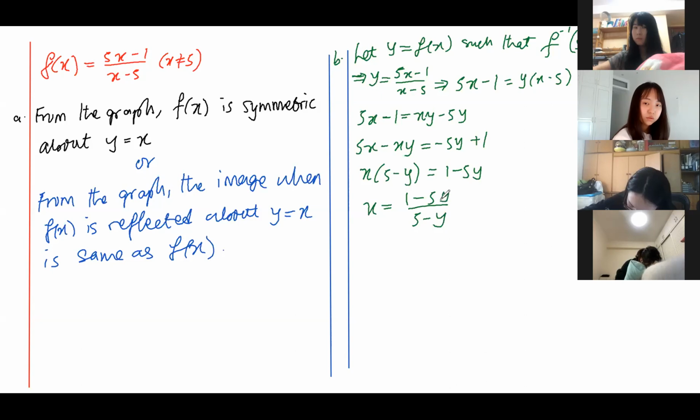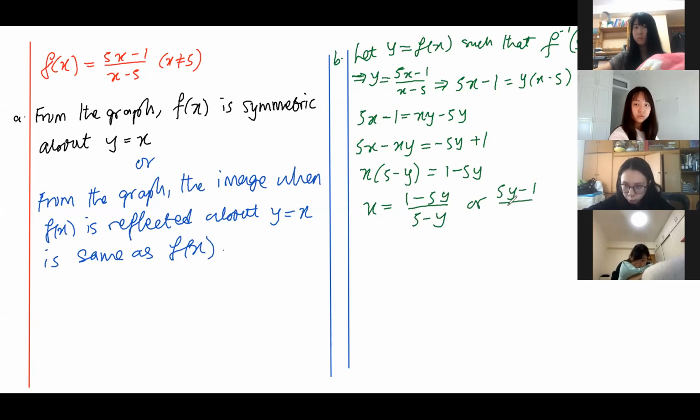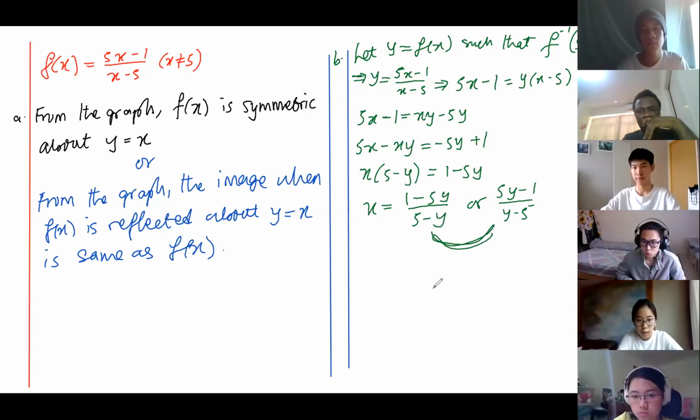So this is y. We're going to wrap up soon because it's time. So this can be written in another way. Do you agree? It could be 5y minus 1 divided by y minus 5. Does everybody know how this became this? Talk to me, everybody. Yeah.